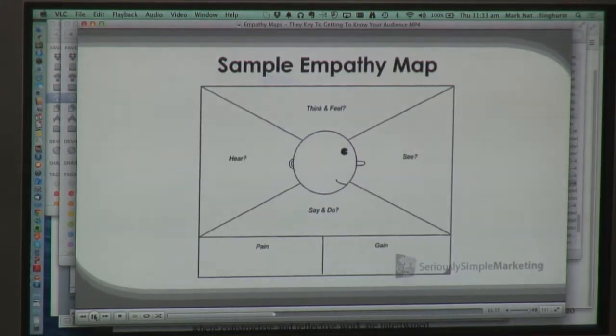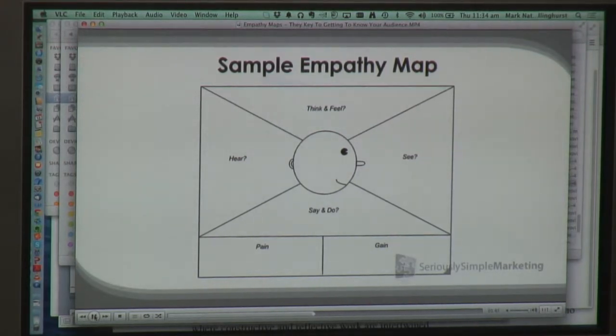Now, this is a sample empathy map. You can draw one like this, like we have here, just a little face in the middle, or you can put a picture, going through clip art or something like that, finding an actual picture of who represents your avatar. Let's say it's a 27-year-old male. Find a picture of a guy in his 20s, put that picture on here, and then above it, where he's actually using his brain to think and feel, you would put, okay, what is he thinking and feeling on a day-to-day basis? What is this person thinking and feeling?